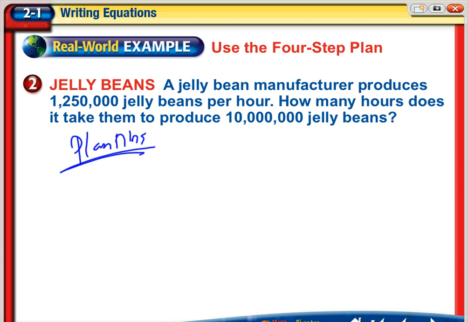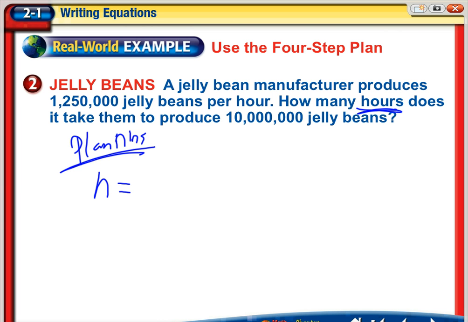Okay, how many hours, right? So this is the unknown, isn't it? Every time I mention the word unknown, you should have a variable in its place. So the best letter to represent hours is what? H. Okay, or T for time if you want, but it's better off to say H.